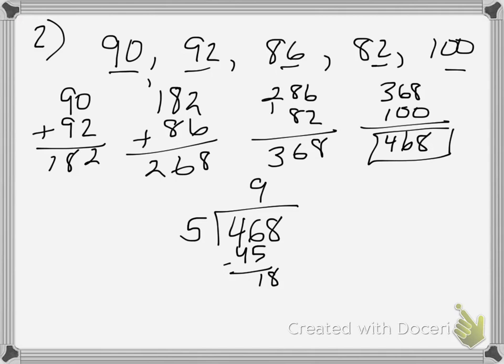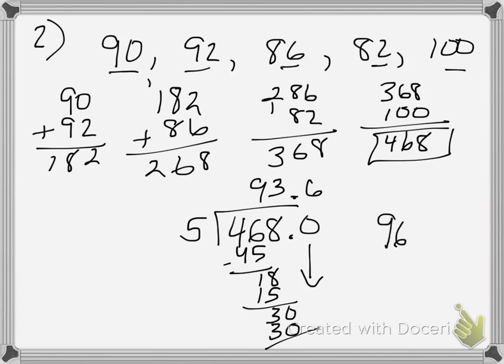5 goes into 18 3 times. Should be 15. I have 3 left over. So I could add a decimal point here, then add a 0 in order to keep going. 5 would go into 30 6 times, and that would go evenly. And then I'm done. So there is the mean for this data set, 93 and 6/10.